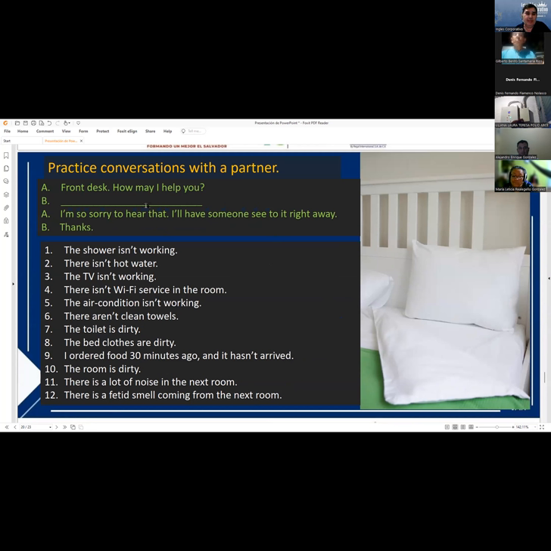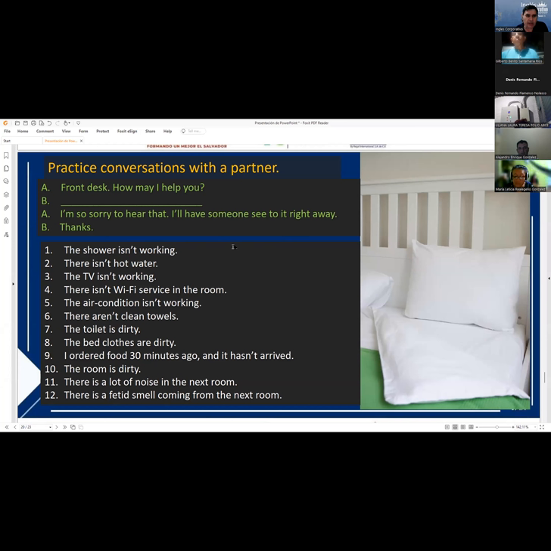Front desk, how may I help you? The shower isn't working. I'm so sorry to hear that. I'll have someone see to it right away. Thanks. Front desk, how may I help you? There isn't hot water. I'm so sorry to hear that. I'll have someone see to it right away. Thanks. So this is the other conversation.